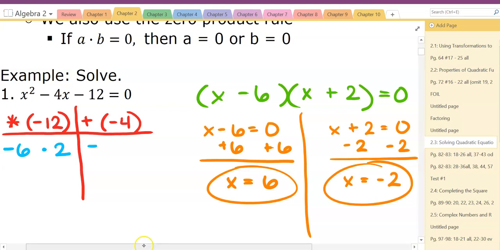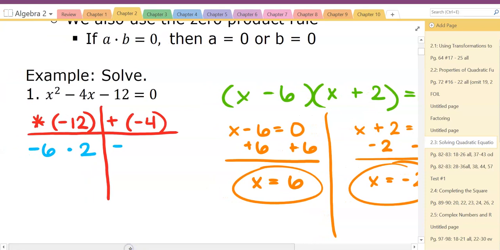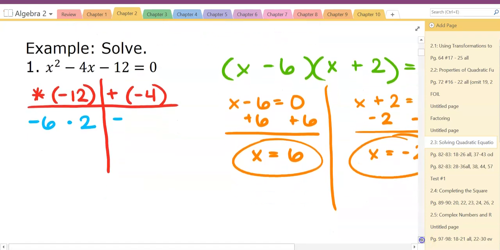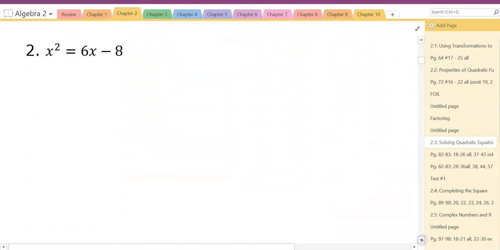So we're just taking this factoring one step further by actually setting them equal to 0 and solving for x. We're solving the equation now. So let's take a look at the second one.